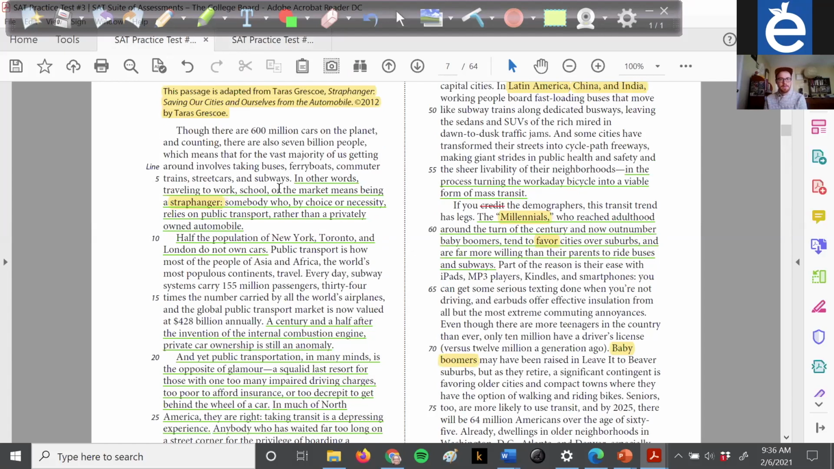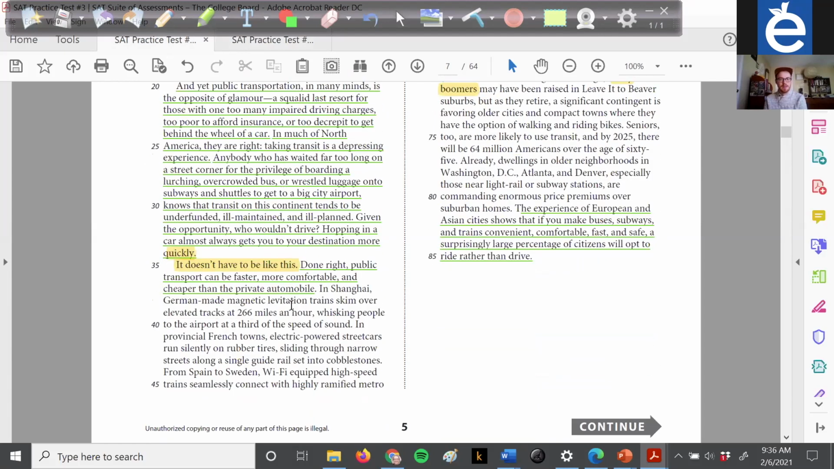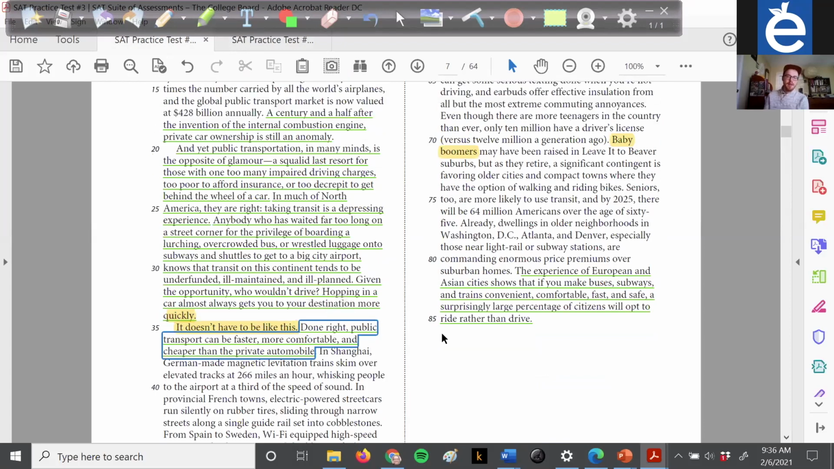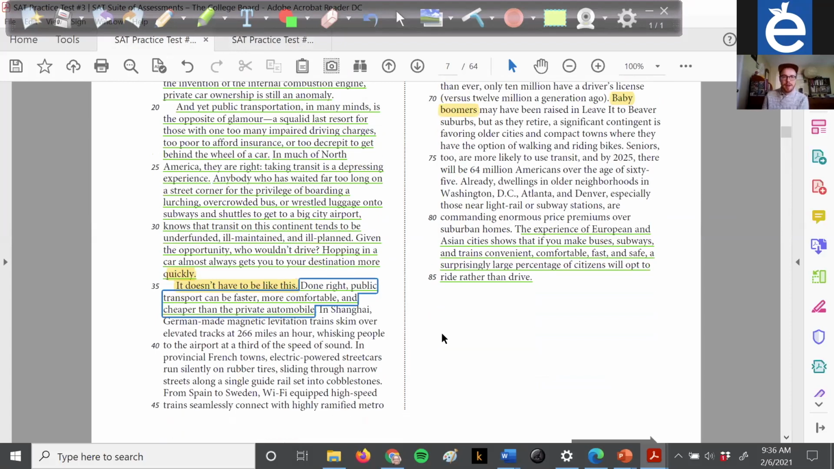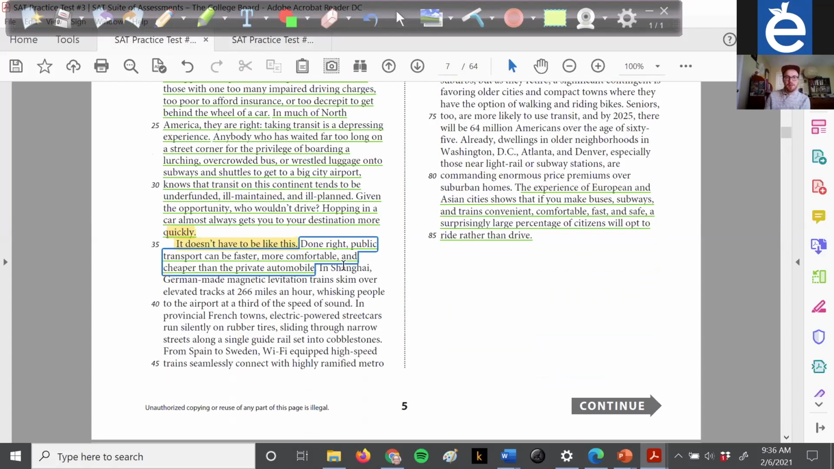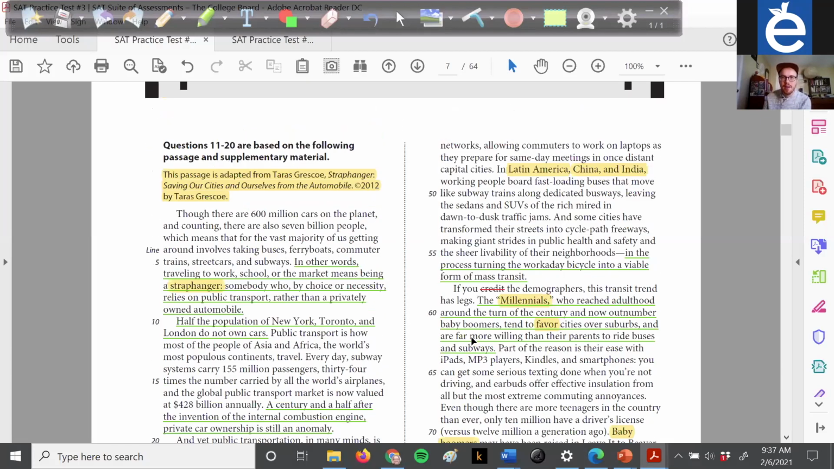Where are we? This is paragraph 4. Now we've already looked through this, right? Done right, public transport can be faster, more comfortable, and cheaper than the private automobile. And we don't have to look very hard at the specific examples to see that, oh, okay, here are some examples of how it's being done in other nations.